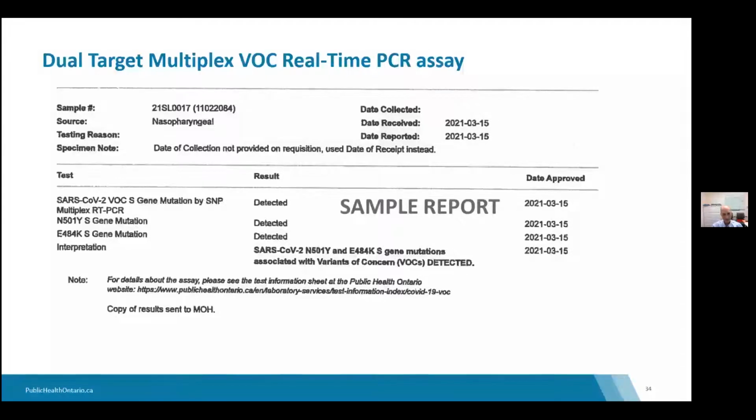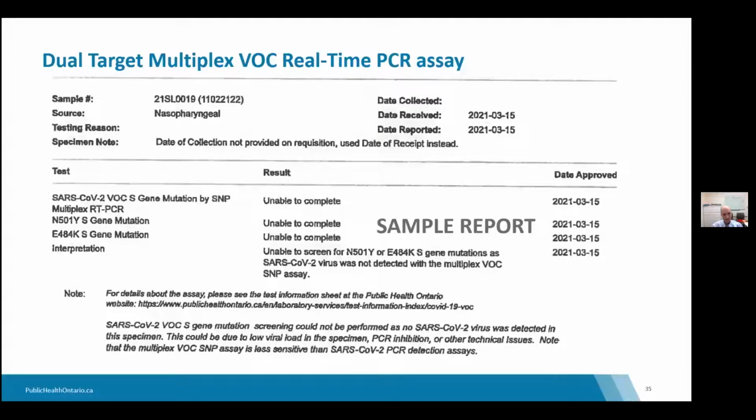So next slide, please. And this is what you would see when, say, the SARS-CoV-2 PCR was positive, but in this real-time assay, we're not able to detect any of the targets. So we can't comment on whether or not there is a VOC there, and we just put a comment unable to complete and explain what that means and reiterate that the sensitivity is lower compared to the detection assays. Next slide, please.